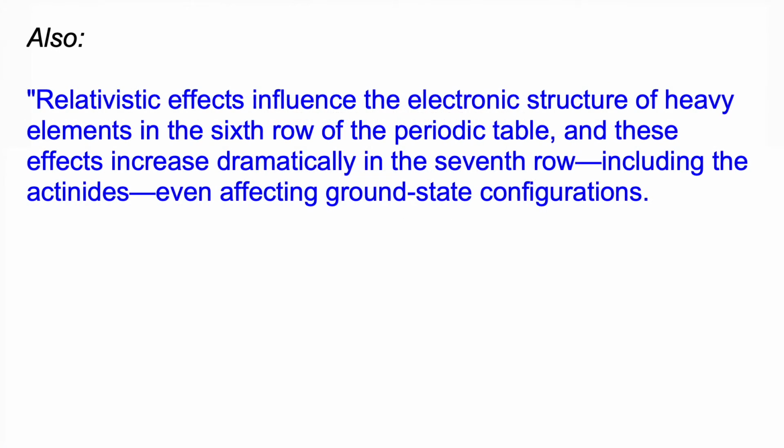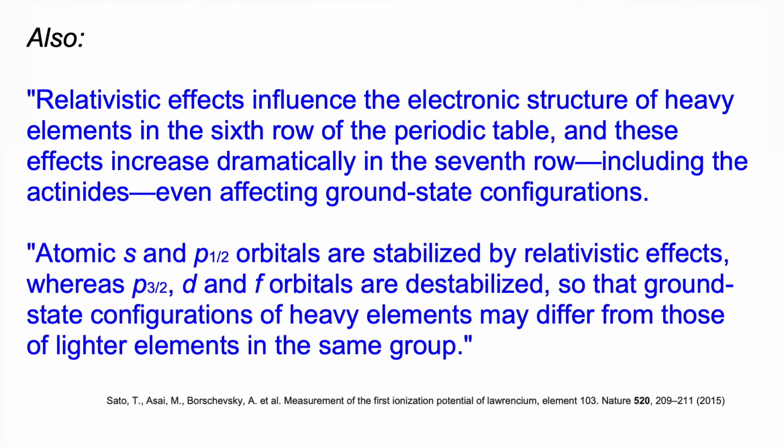There are also relativistic effects. As atoms get heavier, the electrons close to the nucleus travel faster and faster, and they start travelling close to the speed of light. Relativistic effects influence the electronic structure of heavy atoms in the 6th row of the periodic table, and these effects increase dramatically in the 7th row. Some s and p orbitals are stabilised by relativistic effects, whereas others are destabilised, so that ground state configurations of heavy elements may differ from those of lighter elements in the same group.